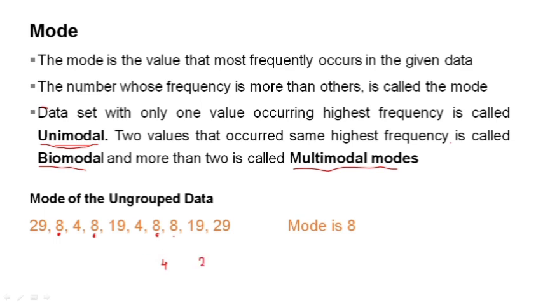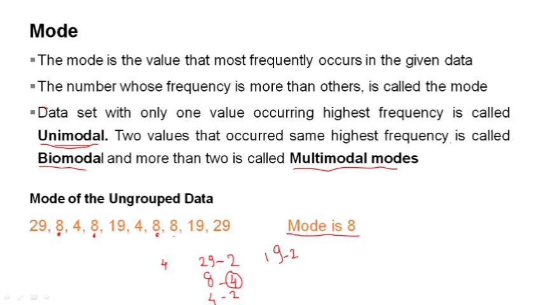Here I write: frequency of 29 is 2, frequency of 8 is 4, frequency of 4 is 2, frequency of 19 is 2 here. So among all these, 8 has the highest frequency. So that's why the mode is 8.